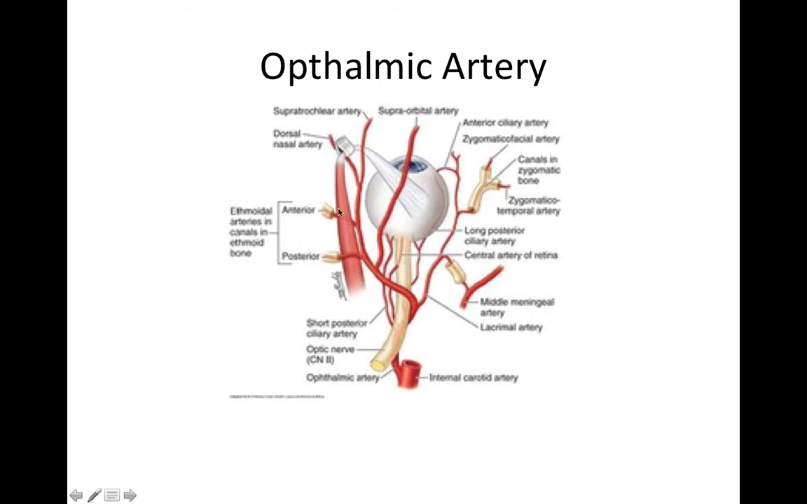Over here you have your anterior and your posterior ethmoid arteries. These are going to supply the superior aspect of the inner nose. So a lot of times when people have a nosebleed, it's from these arteries. You have the supraorbital artery, which you can see here, supplying the superior aspect of the orbit.